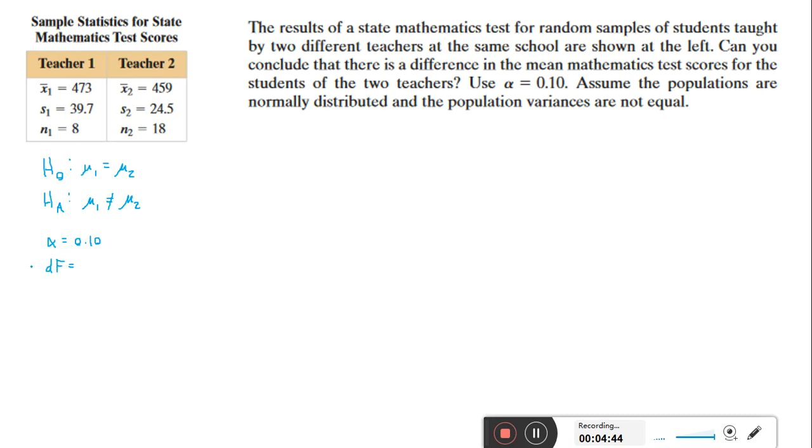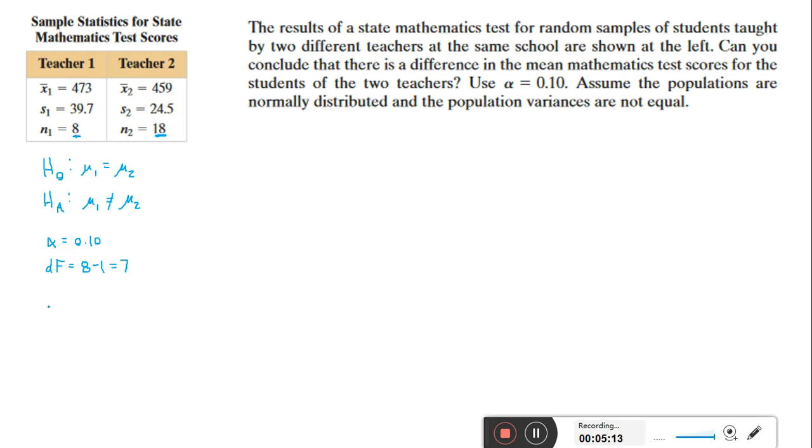Well, how many students are in our sample? Now, it's really key here that we use the lowest number, okay? Because we don't want a higher degree of freedom than necessary, all right? So since 8 is the lower number, we're going to use that. 8 minus 1, our degrees of freedom equal 7, okay?